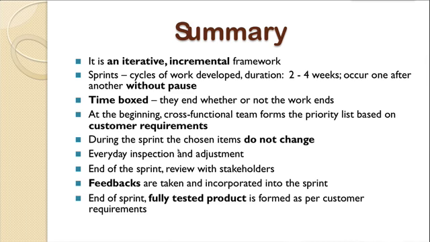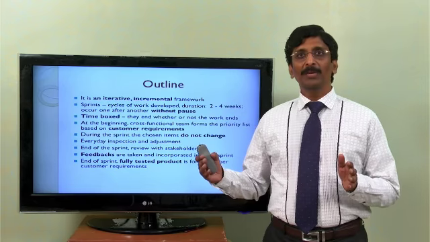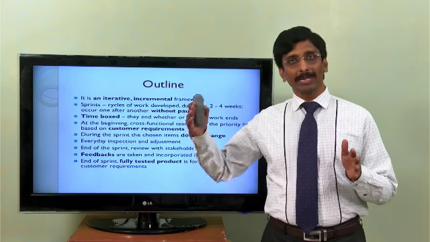Let's summarize. Scrum is an iterative and incremental framework. It is not a sequential framework like the waterfall model. And work happens in sprints. Sprint is a cycle of work. Usually the duration of a sprint is 2 to 4 weeks. And every sprint happens one after the other without any pause. There is no time pause between 2 sprints. And the sprint is time boxed. Either it is 2 weeks or 4 weeks, it is fixed. They end whether the work ends or not. If it is 4 weeks, even if you do not complete anything, the sprint ends in 4 weeks.